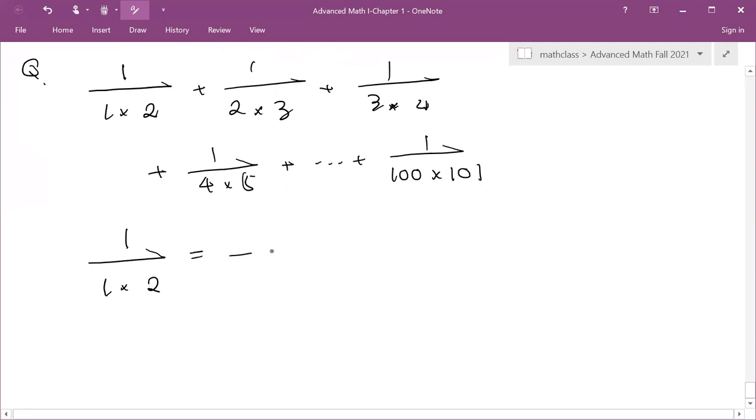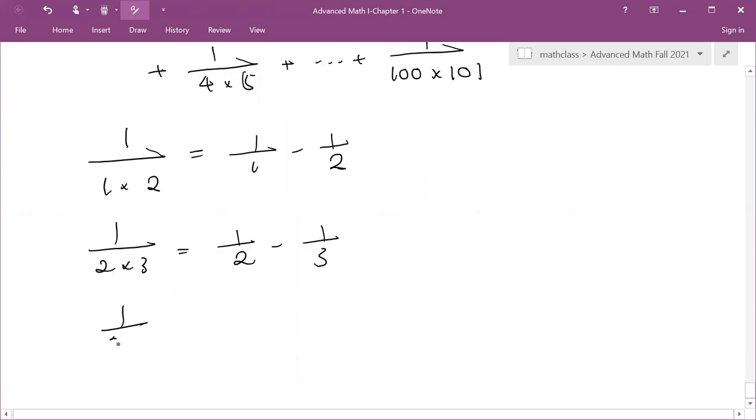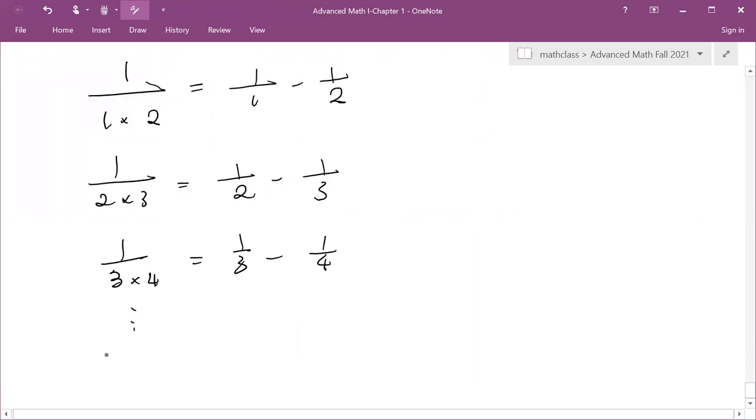this is going to be 1 over 1 minus 1 over 2. And then 1 over 2 times 3 is going to be 1 over 2 minus 1 over 3, because 3 minus 2 is always equal to 1. And then 1 over 3 times 4 is going to be 1 over 3 minus 1 over 4. And keep it going. 1 over 100 times 101 is going to be 1 over 100 minus 1 over 101.